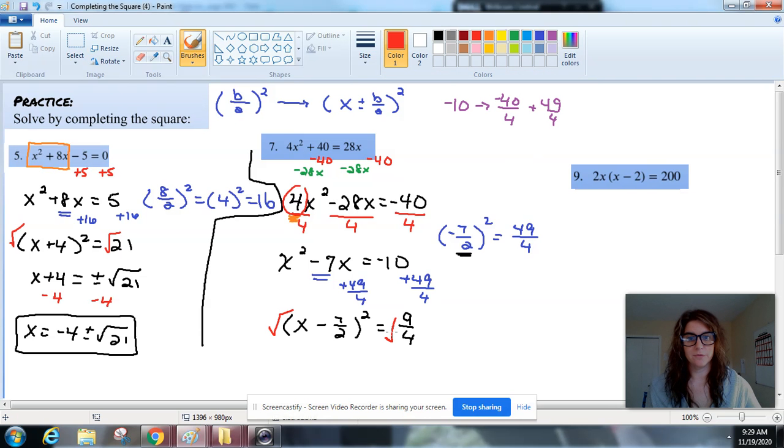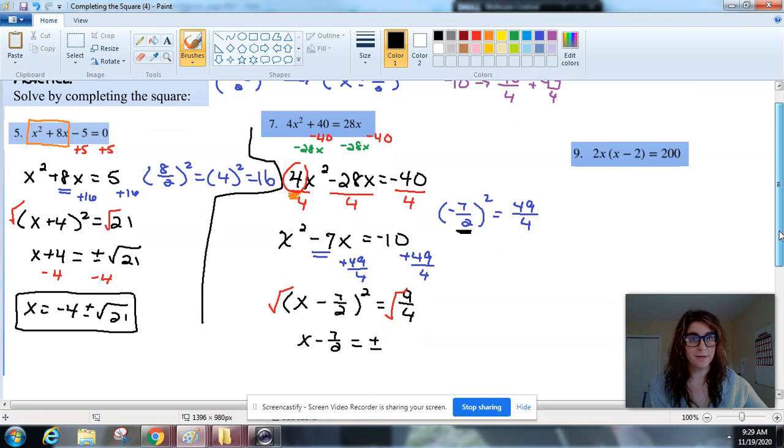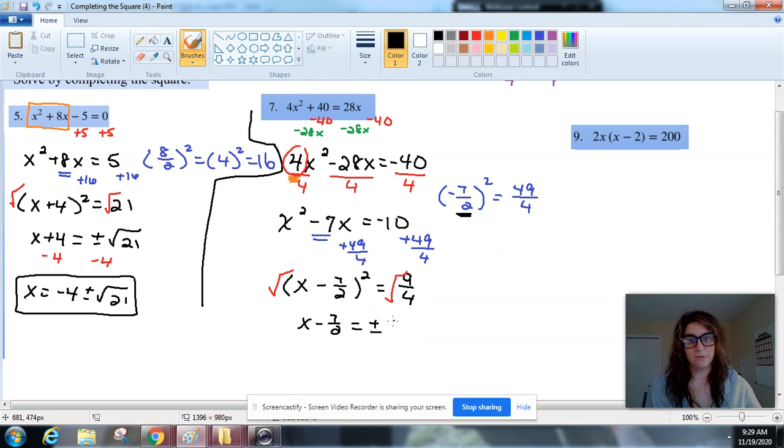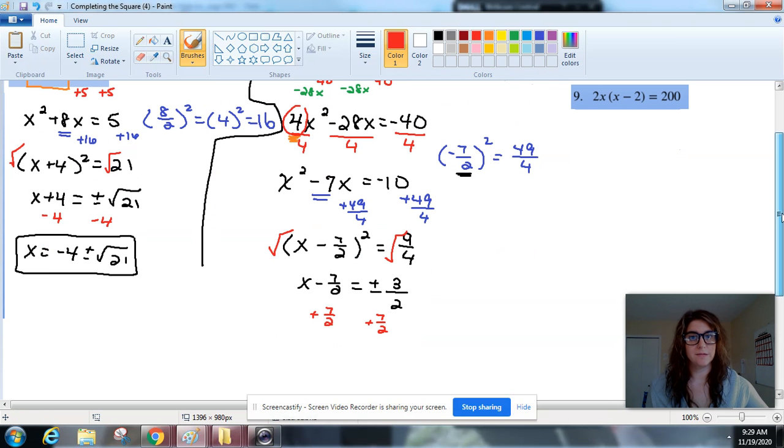Square root. When I square root this problem, again, insides are going to fall out. Plus or minus, square root both the top and the bottom. I can do that. They're whole numbers. Square root of 9 is 3. Square root of 4 is 2. And then again, just like always, get your x by itself. So I'm going to add that 7 over 2 to both sides.